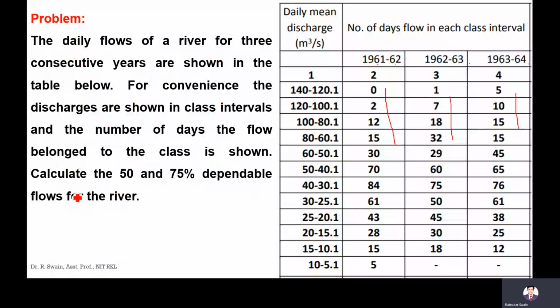Calculate the 50% and 70% dependable flow of the river. It means you have to calculate the discharge for which 50% of the time the discharge is more than or equal to that discharge. And at 70% of the time, you have to find the discharge which is more than or equal to that discharge.